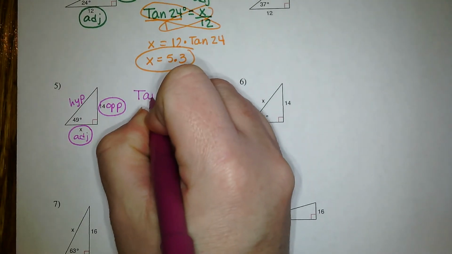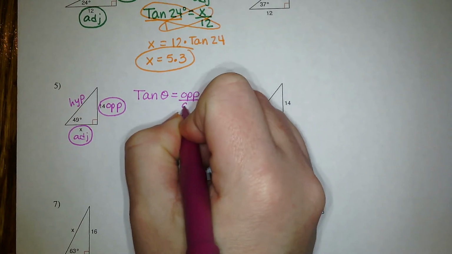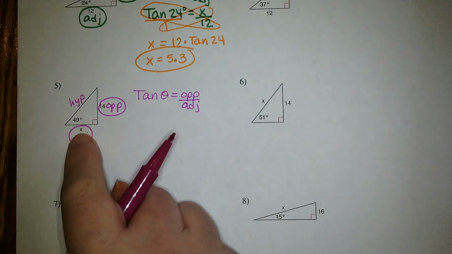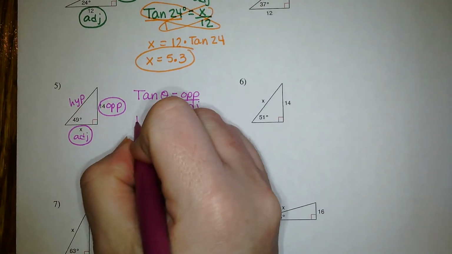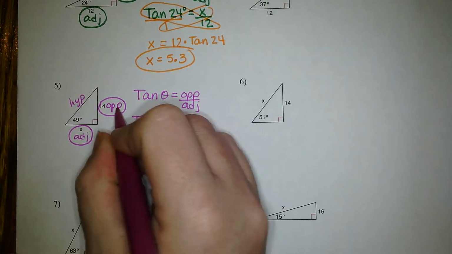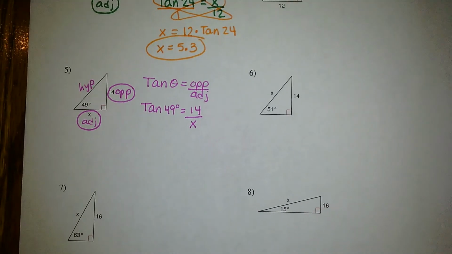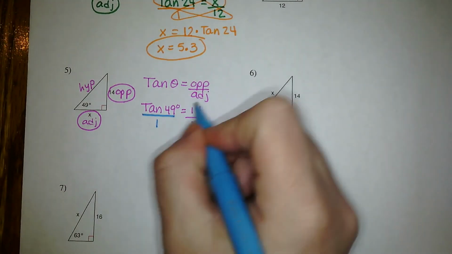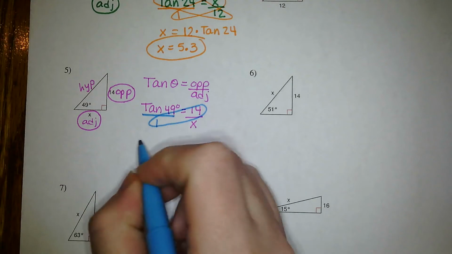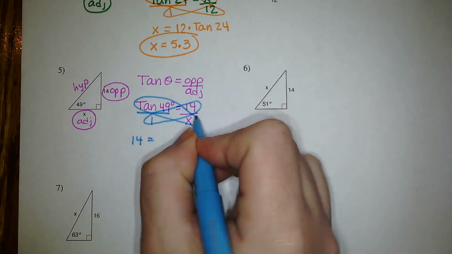So write your template down. Tangent theta equals opposite over adjacent. And you're going to plug in your information. So I need tangent of 49 degrees. Opposite side is 14. Adjacent side is x. And from there, you're going to cross multiply. You're going to put this over 1. You're going to multiply 14 times 1. And you're going to multiply x times the tangent of 49.